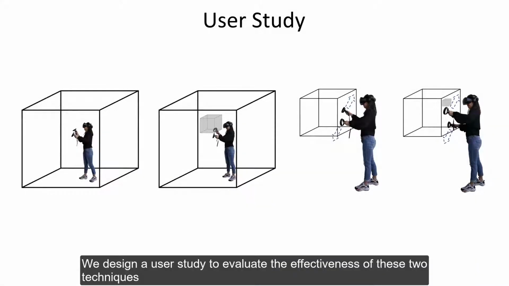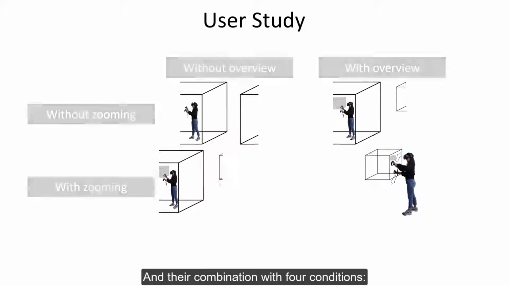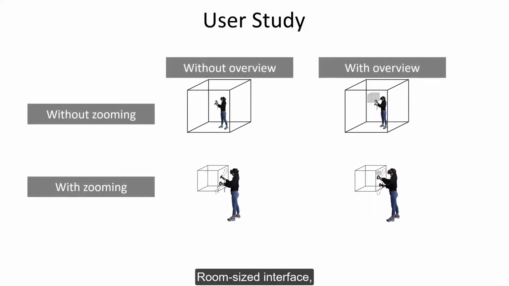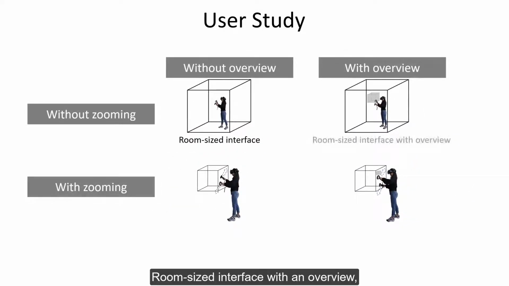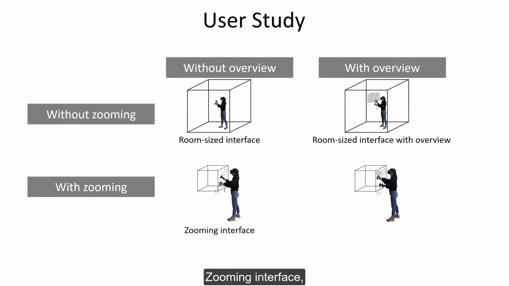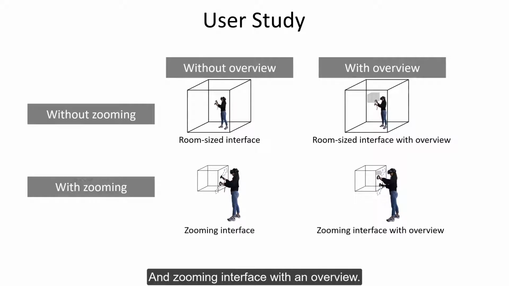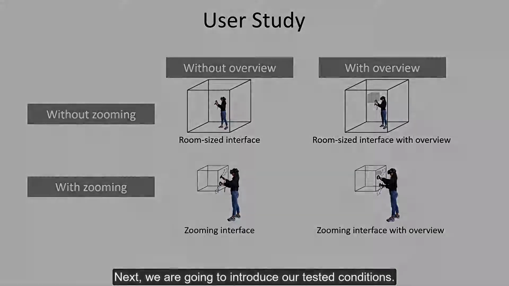We designed a user study to evaluate the effectiveness of these two techniques and their combination with 4 conditions: room-sized interface, room-sized interface with an overview, zooming interface, and zooming interface with an overview. Next, we are going to introduce our tested conditions.